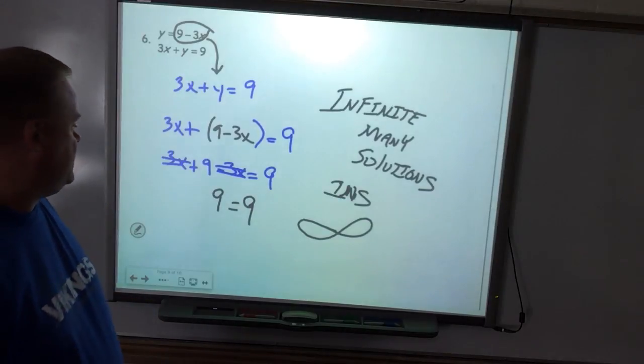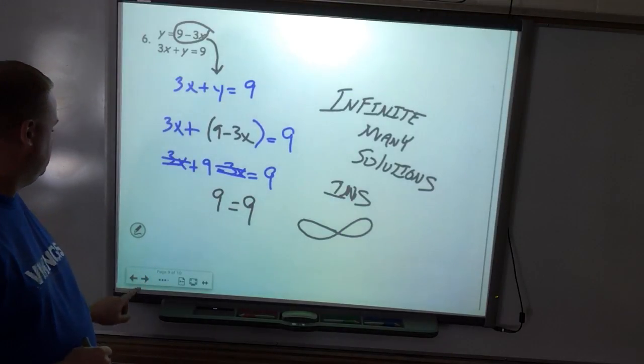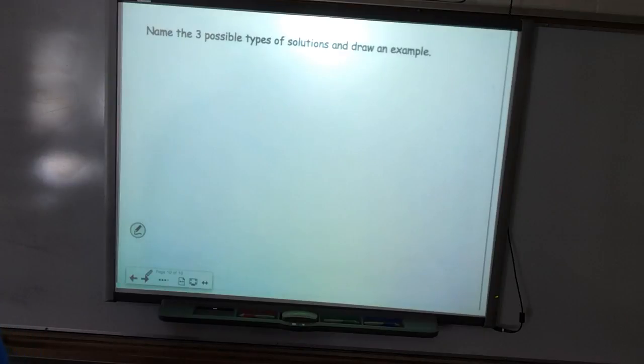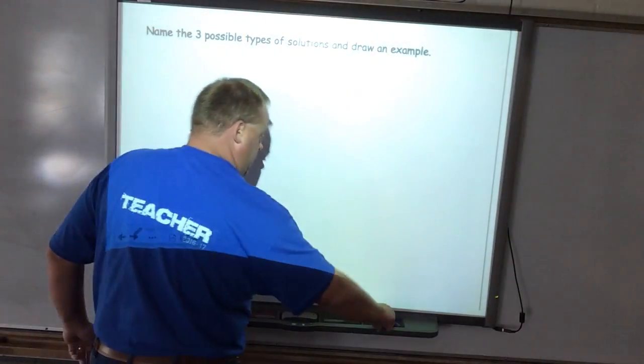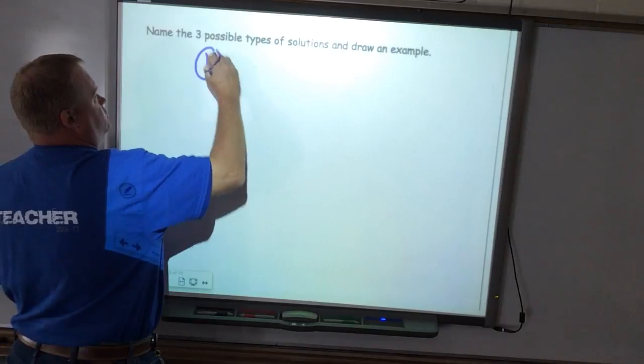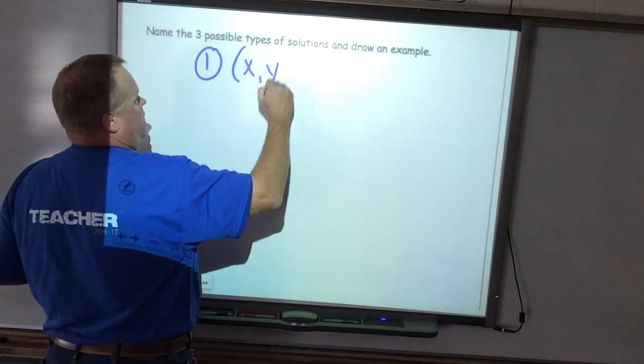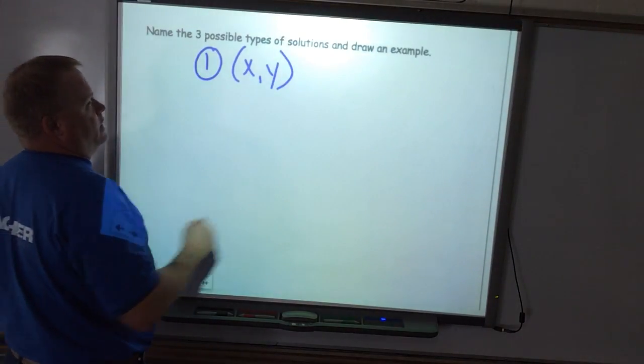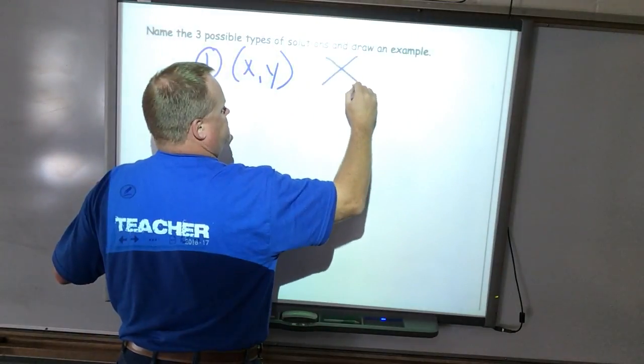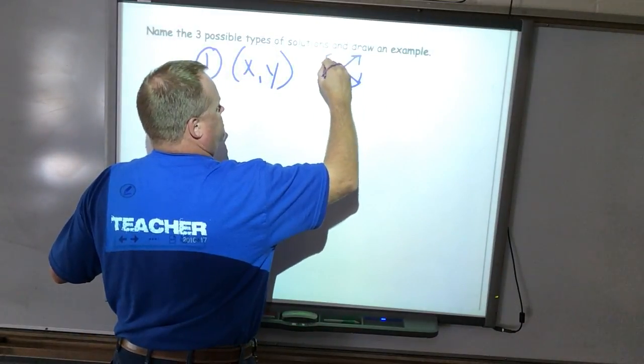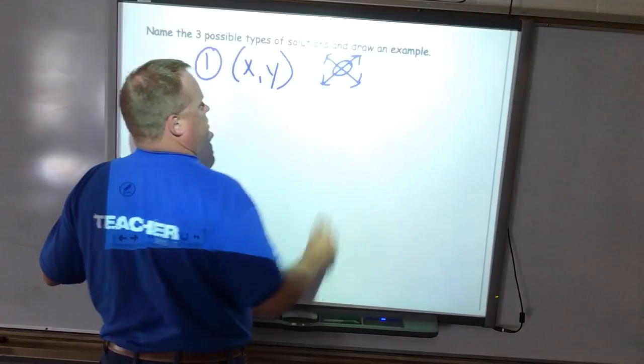All right, last thing on your notes today. Name the 3 possible types of solutions and draw an example. We've seen the 3 kinds today. We've seen an ordered pair. So the first one could be an x and a y, right? And that would be 2 lines intersecting in one location.